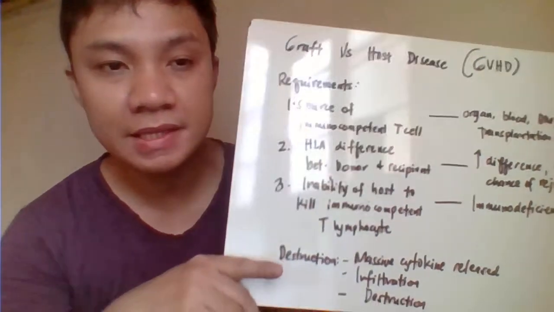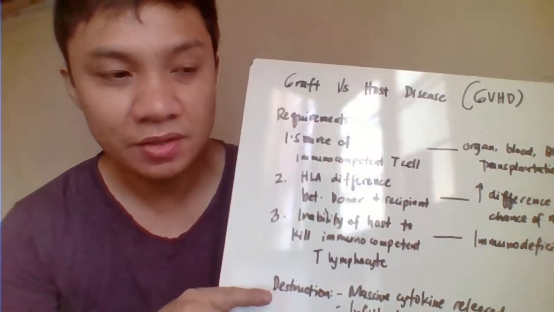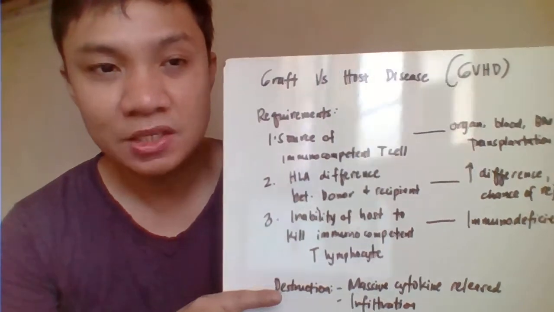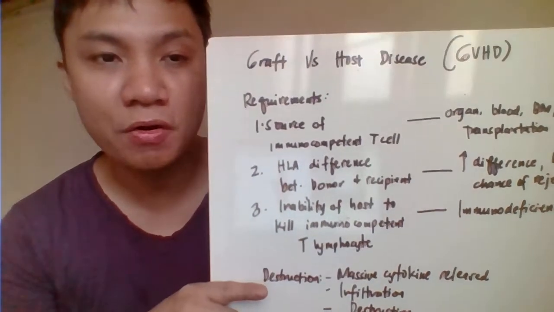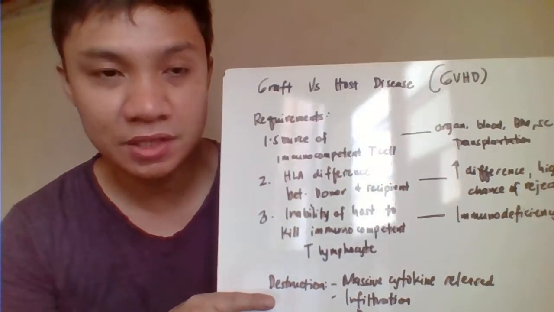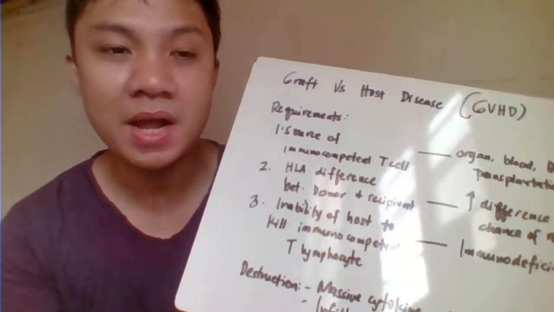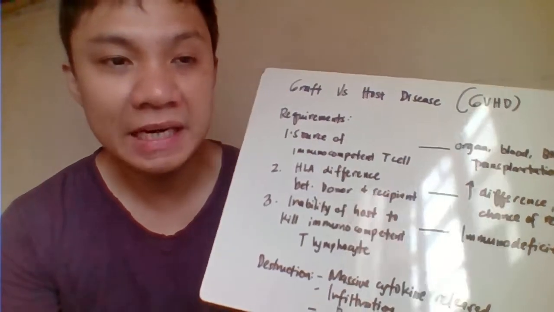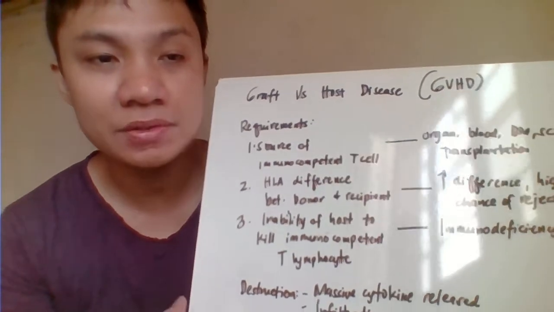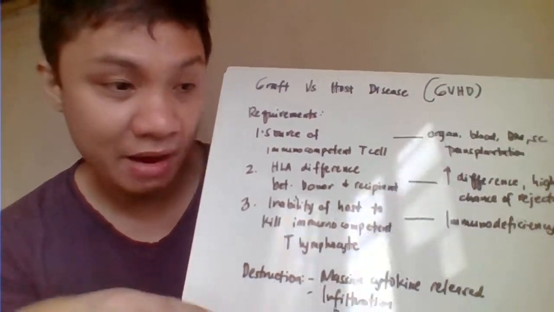Okay, now we'll be discussing graft versus host disease. Okay, so graft versus host disease is the mechanism wherein the grafted tissues or organ containing your immunocompetent T lymphocytes try to destroy your host tissues. Okay, so it's not the other way around. It's not the host that tries to destroy the grafted tissues, but it's the grafted tissues which try to destroy the host tissues. Kaya nga graft versus host and not host versus graft.